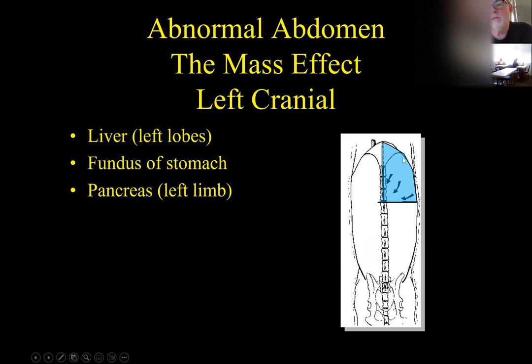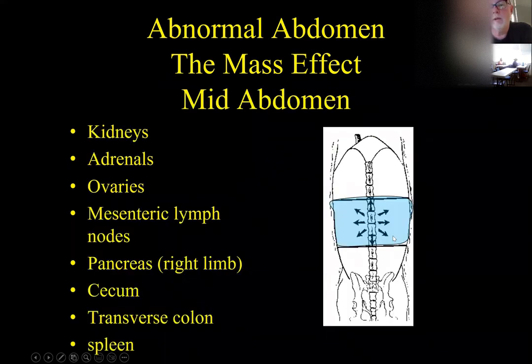Left cranial abdomen, left side of the liver, fundic region of the stomach, the left limb of the pancreas kind of lives over there. Could probably include the left kidney and left adrenal gland in that same area. Okay. Mid abdomen, again, splenic mass is going to be the most common one, but it can be other things, anything that lives in that blue shaded area.